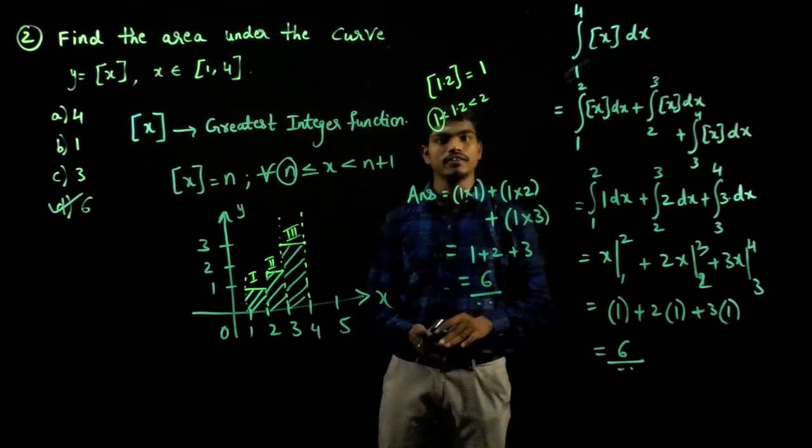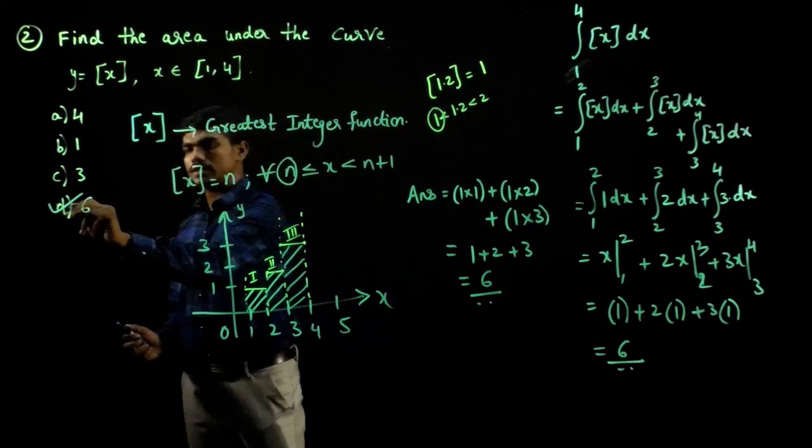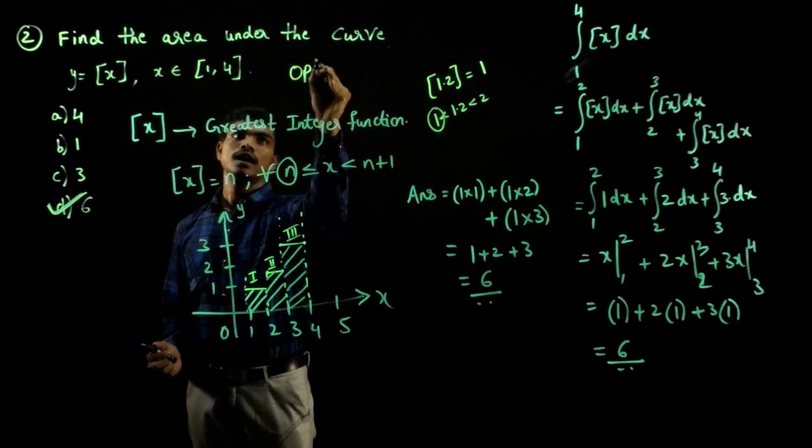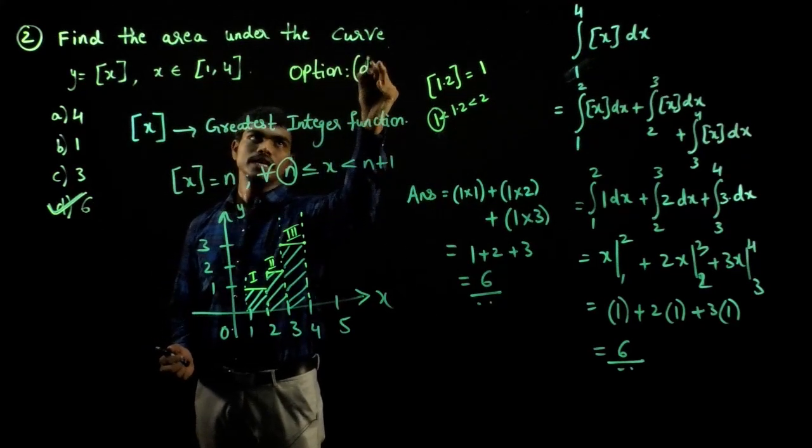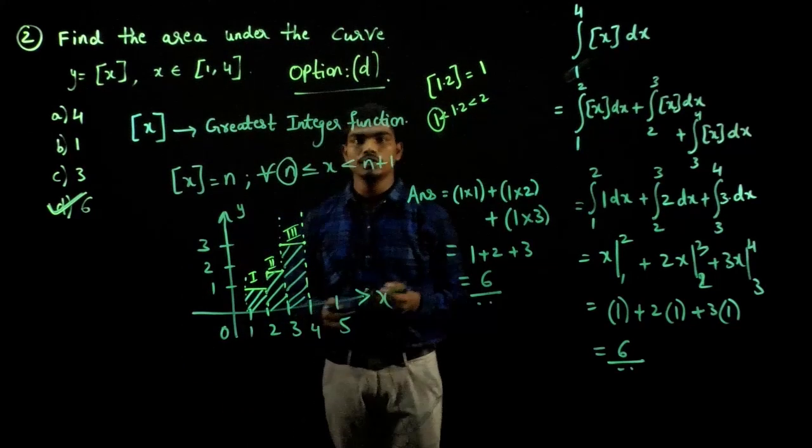These are both ways in which you could evaluate the value of this function. In both ways the answer we get is 6. So option D is the answer for this. Thank you all. We'll be looking at the next question.